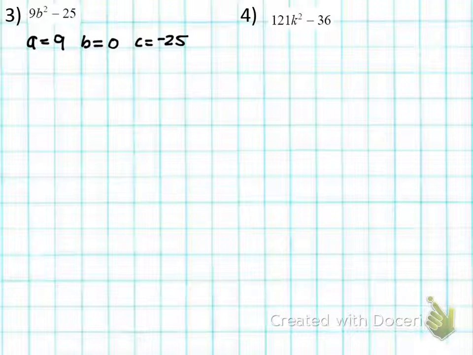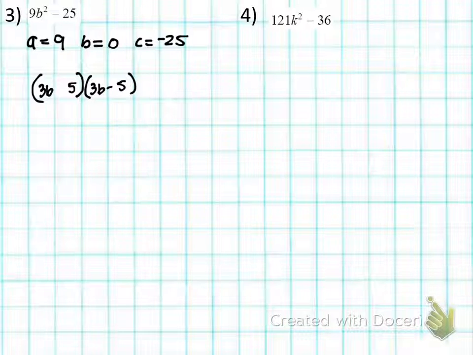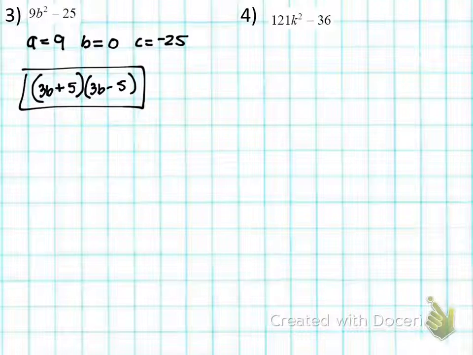Okay, please end your conversations. What are you noticing about A? First thing, is there a B? No, so that's a hint. What do you notice about A and C? They're both perfect squares, right? So what's the square root of 9b squared? 3b. So you're going to write 3b here and 3b here. We're doing this one together, by the way. What's the square root of 25? 5. Plus 5, minus 5. That's it, I'm done. See how easy that was?